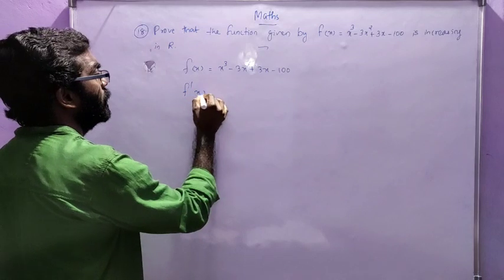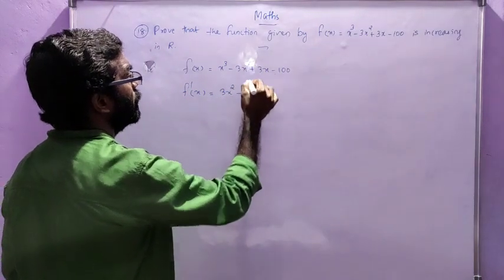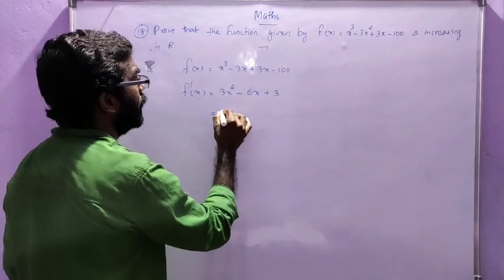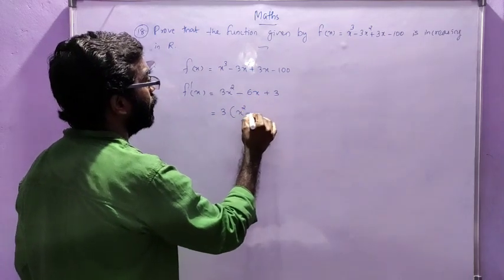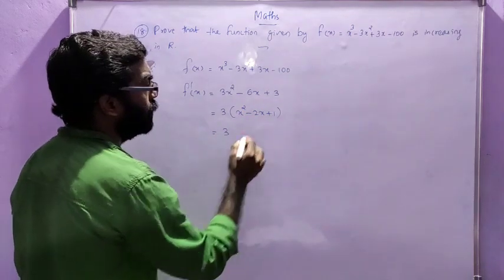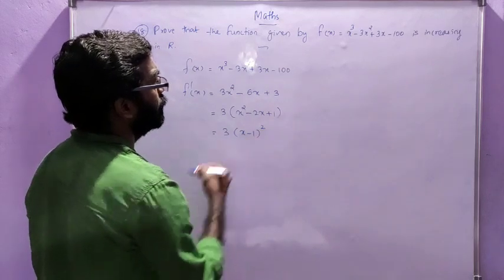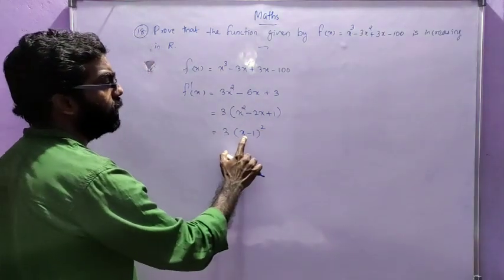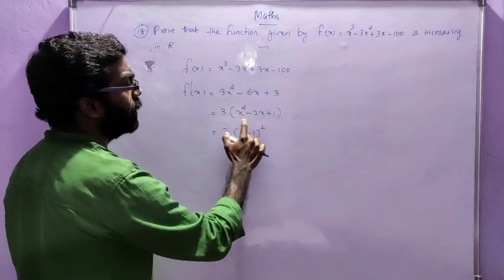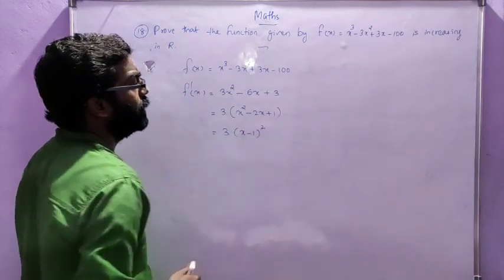So f dash of x is equal to the derivative of x cube, 3x square, then minus the derivative of 3x square, that is 6x, then plus 3. Here we can take 3 common: 3 into x square minus 2x plus 1. So 3 into x minus 1 the whole square. If we expand using a minus b the whole square, we get this one: x square minus 2ab, 2 into x into 1, 2x, then plus 1 square, that is 1.